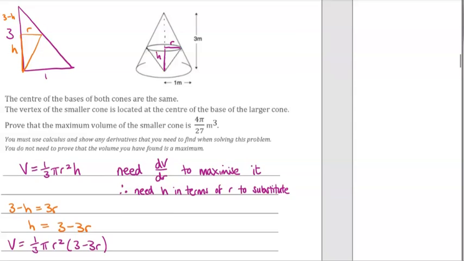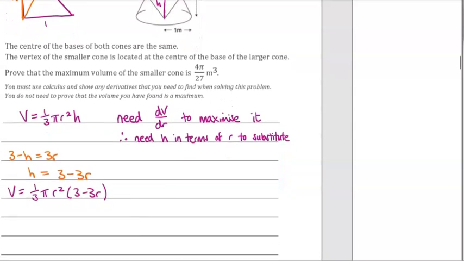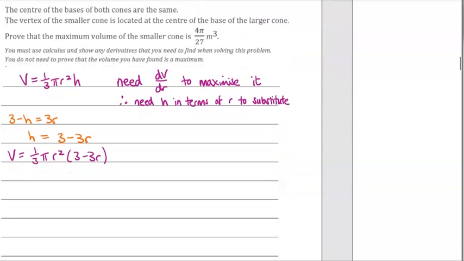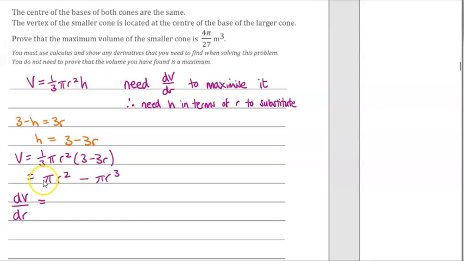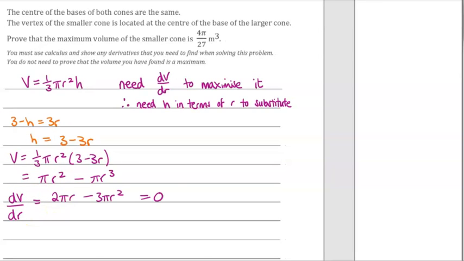So if we pop that into our formula for V, let's just move that up a little so I've got some space, then we're replacing the h with 3 minus 3r. Now we have everything in V in terms of r, and we can differentiate with respect to r. So first of all, multiplying that out, we're going to then differentiate each of those terms so we can get dV by dr. Then we set that equal to 0 to be able to find the maximum.